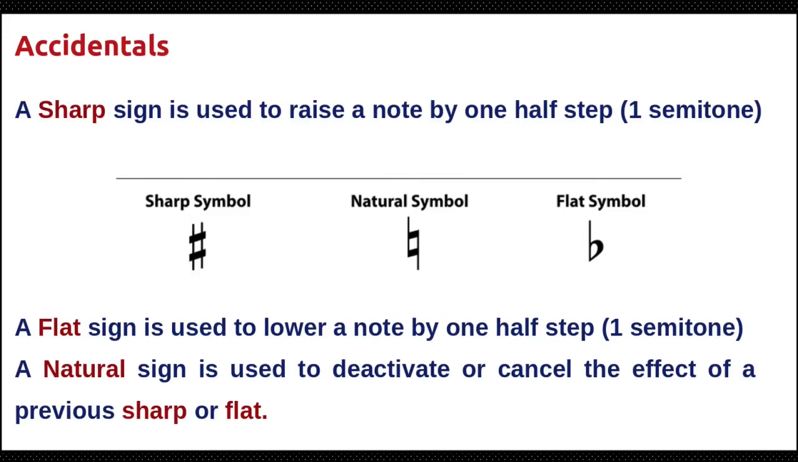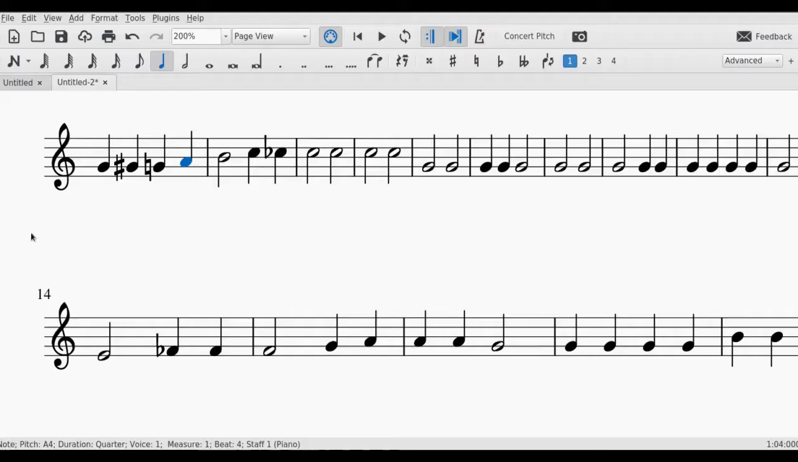So when you see the natural sign, this symbol here, this sign is used to deactivate or cancel the effect of a previous sharp or flat. So what that means is that if a note had been raised before by a sharp, or if it had been lowered before by a flat, the moment you see the natural sign appearing in front of that note, maybe just ahead, you see that that note returns back to its original sound.